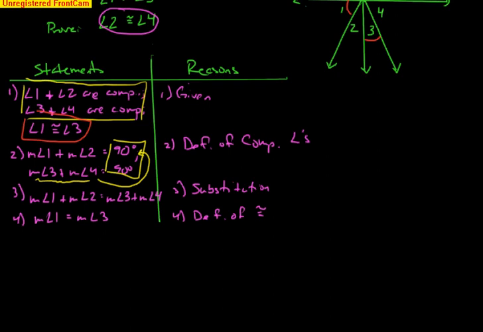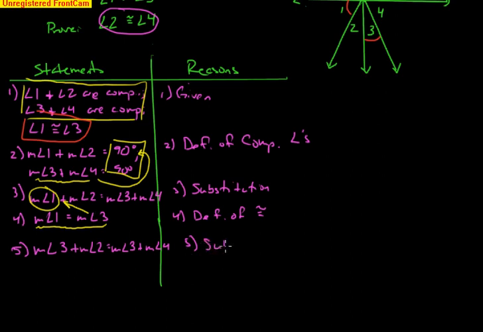So now we could take out something in statement 3. Let's take out the measure of angle 1. And since measure of angle 1 equals measure of angle 3, let's put the measure of angle 3 in its place. So now we will get the measure of angle 3 plus the measure of angle 2 equals the measure of angle 3 plus the measure of angle 4. And we did a direct substitution, so that's by substitution.